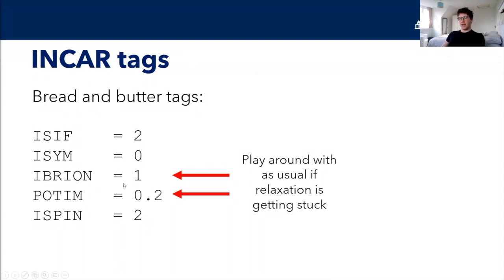The final core tag that you want on is ISPIN equals 2, and this enables spin polarization. And this is really critical for when you're looking at different charge states and different numbers of electrons, because you need to assign the spin channels correctly. So this is another really, really important tag.